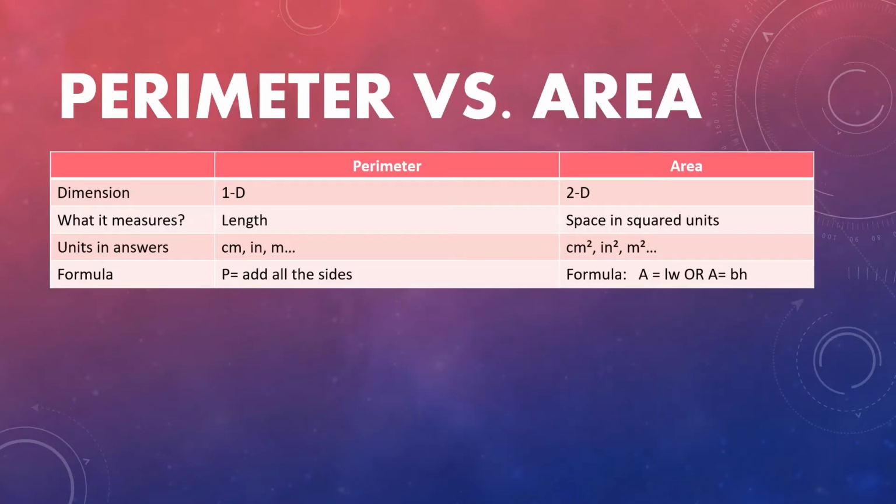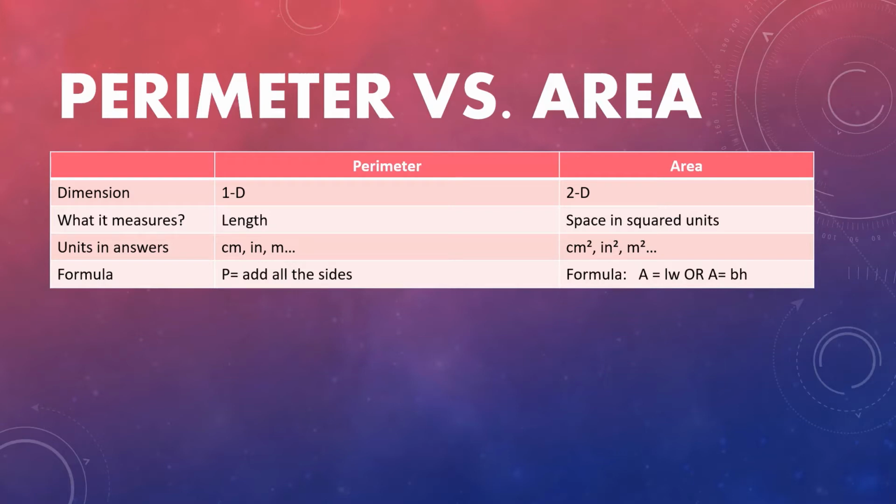We're looking at the dimensions that we're talking about in perimeter. We're looking at one-dimensional. For area, it's actually two-dimensional. So for area, it's actually a shape like rectangle and square. But for perimeter, it may be just looking for the length of a piece of yarn or a length of a stick. Okay, so what does it measure? Again, perimeter only measures the length. That's why it's 1D. And area, it's measuring the space in squared units. We're going to talk a little about that later.